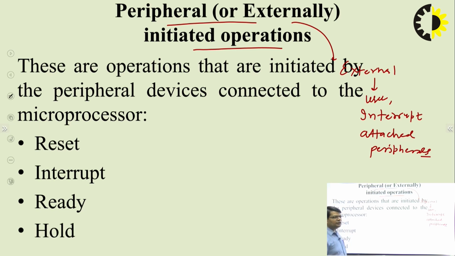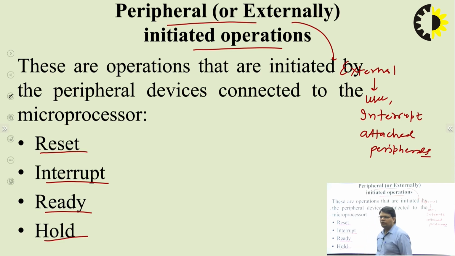These are the examples of microprocessor externally initiated operations like reset, interrupt, ready and hold. For example, resetting of the microprocessor may be done externally by the user by pressing the reset button. So this is an example of externally initiated.